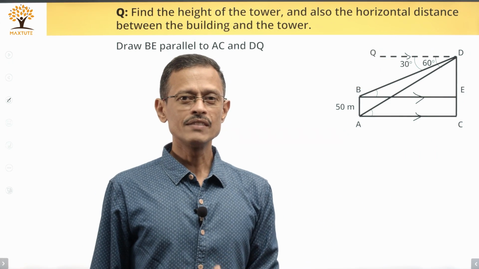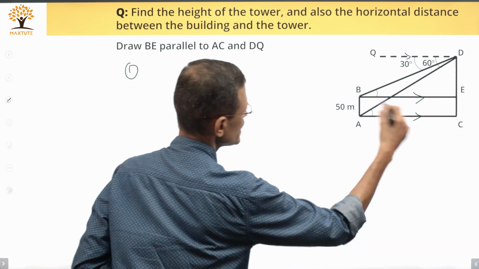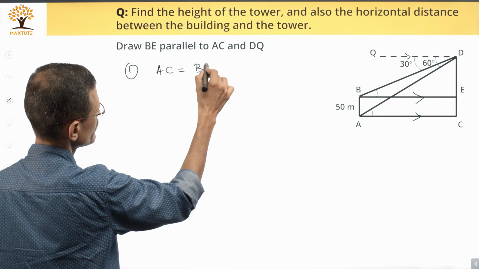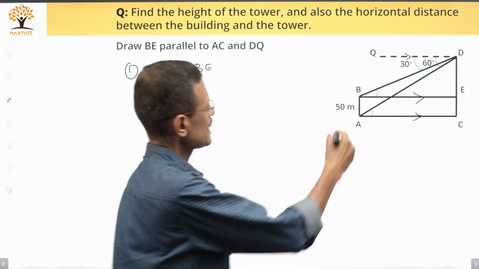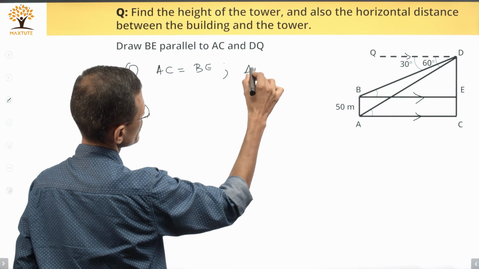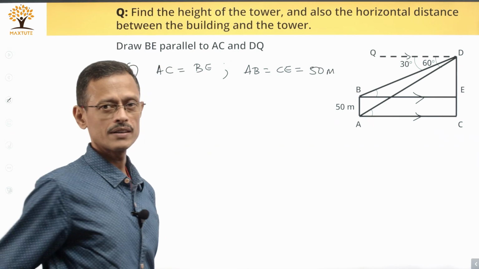Now that we have done this, we will establish a couple of things. The first thing I want to establish is that AC is equal to BE. So we can interchangeably replace AC with BE or BE with AC wherever required. AB is equal to CE, that is the second thing I want to establish. AB is equal to CE, which is equal to 50 meters.